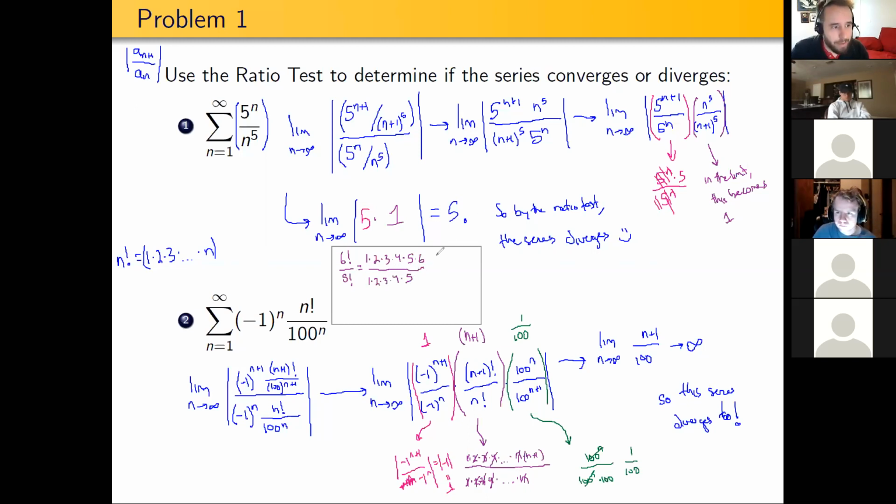And now if I'm not thinking about this cleverly, I could multiply the entire numerator out. So that entire numerator is 720. I could multiply the entire denominator out, so the entire denominator is 120. And then I could do that division. That's if I don't want to be clever about it.